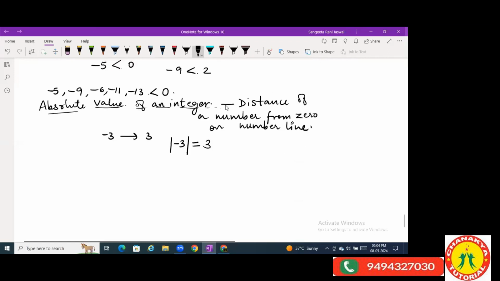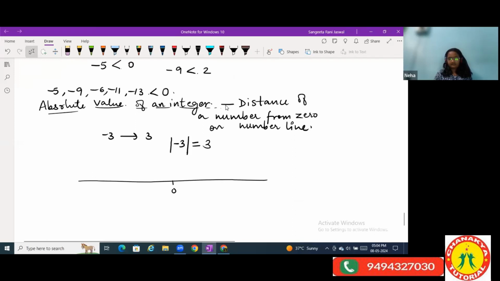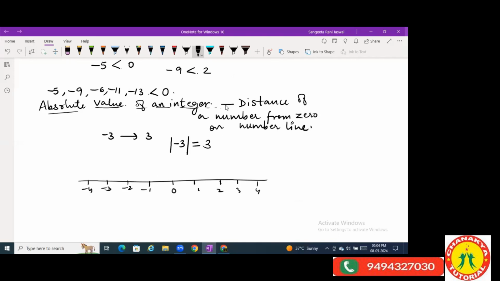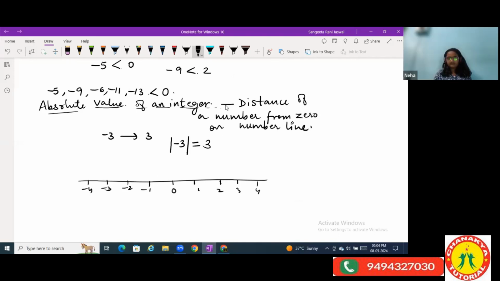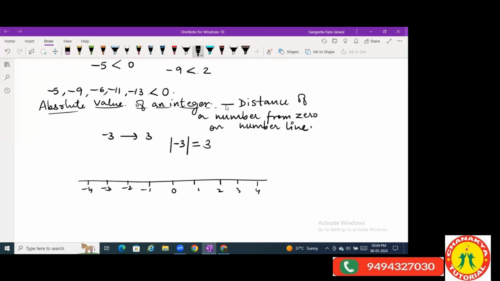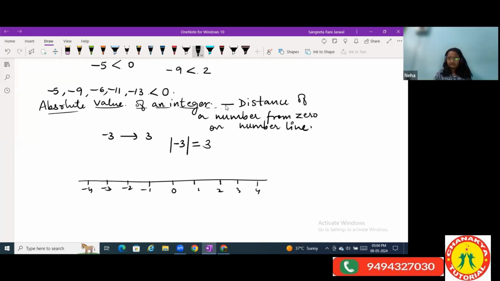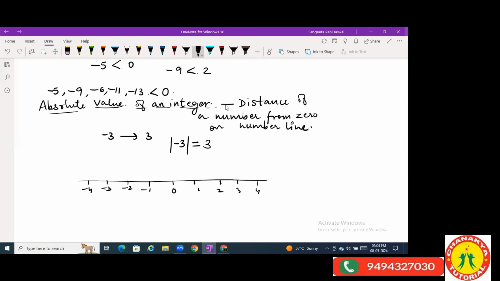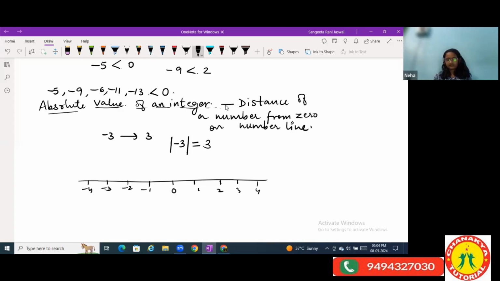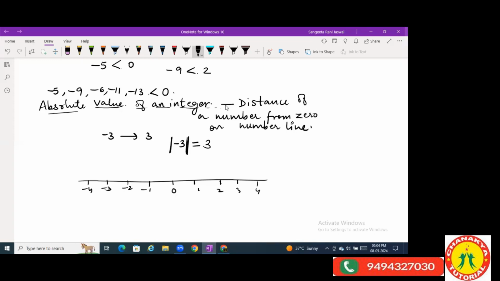So again, I'm making a new number line here. Absolute value is nothing but its distance from 0. Distance of any number from 0 is your absolute value, whether the number is positive or negative. It does not matter, because this is the symbol used for absolute value. What symbol is used for absolute value? This, the two sticks like this.